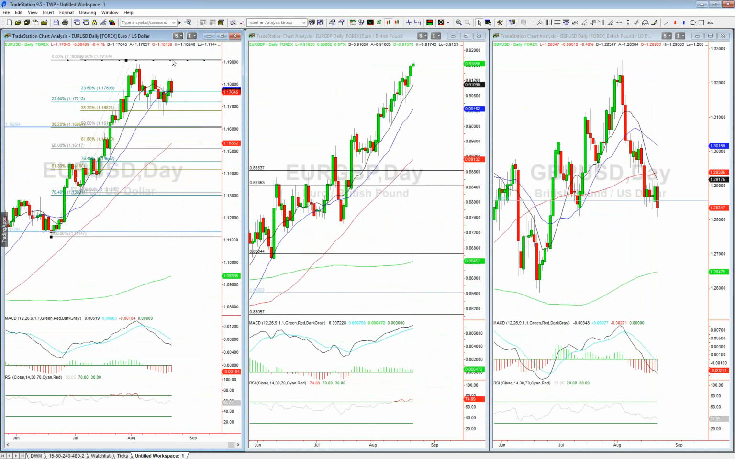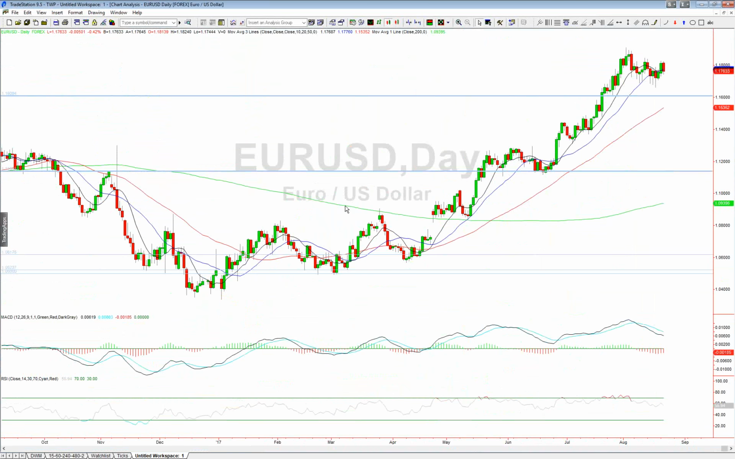And let's just get rid of those Fib retracements that I've drawn here for a moment, and just checking that you guys can see my screen. I think that's looking fine. All right, we're looking here at the euro, the US dollar, and the British pound. Let's get started with the euro against the US dollar.